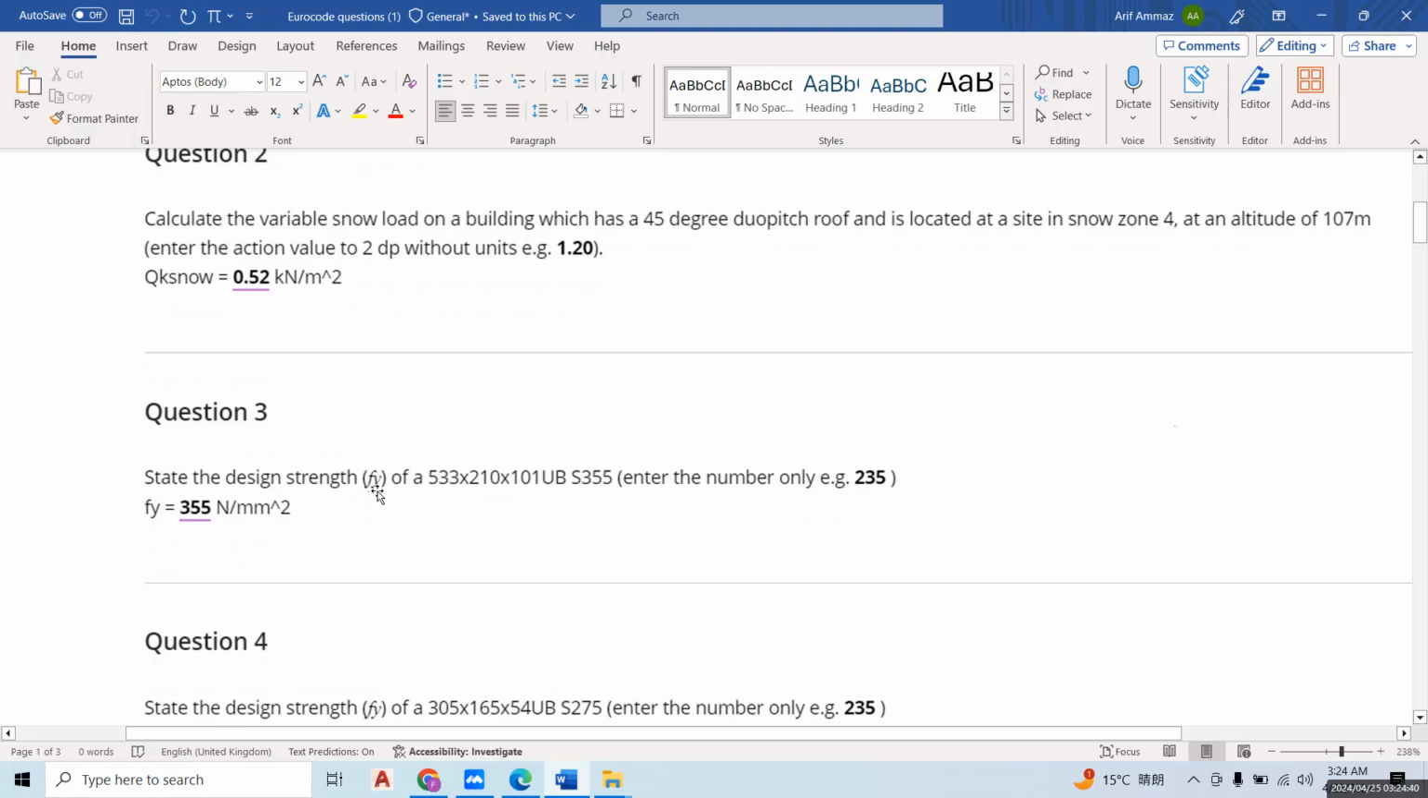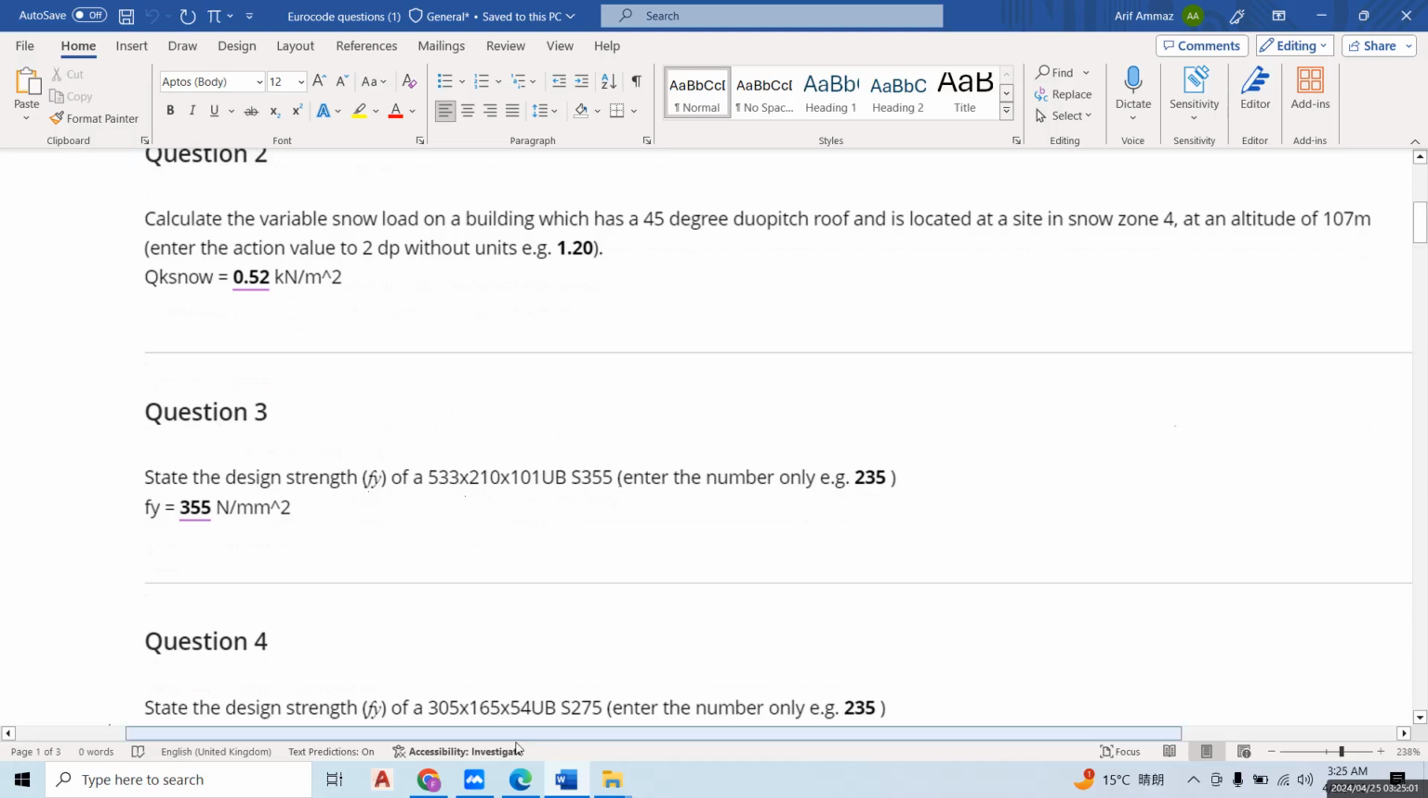I have told you that Fy depends on your grade as 355, but it does not only depend on 355, it also depends on the thickness of the flange. So what you need to do is go to the table and see what is the thickness of the flange of this section.